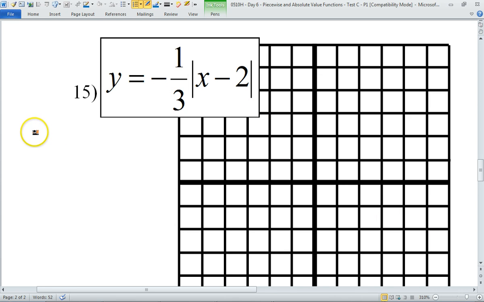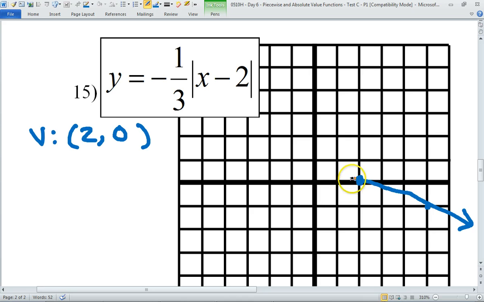I like to start with the vertex. What's the vertex of this guy? 2, 0. Does everyone understand how I got the vertex? Yeah. So 2, 0, my vertex is here. Now I do the slope. Down 1, right 3. So that's going to be like this. So that gives me the right-hand branch.